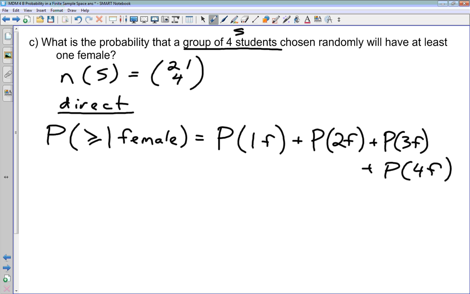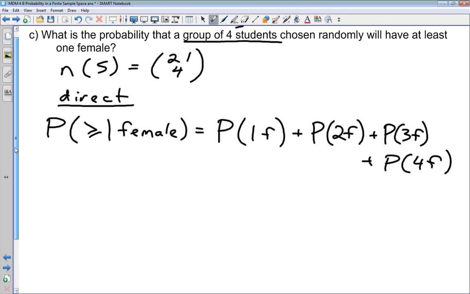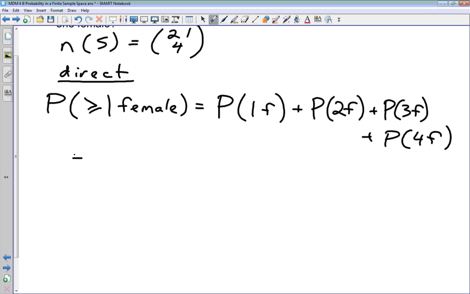Because those are the 4 possible cases where we have 1 or more females. So we can work out the probability of each one of these individually. And each of these is going to be a fraction. Let's just look first at the probability of having 1 female. We know the number of things that can possibly happen is going to be 24 choose 1. That's the number of things in our sample space.